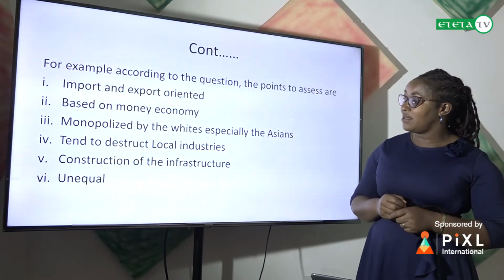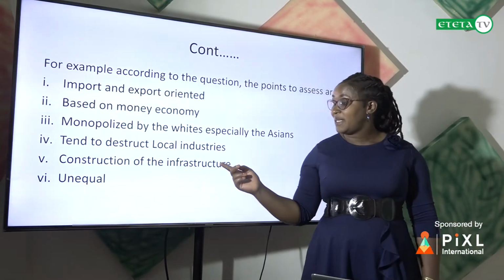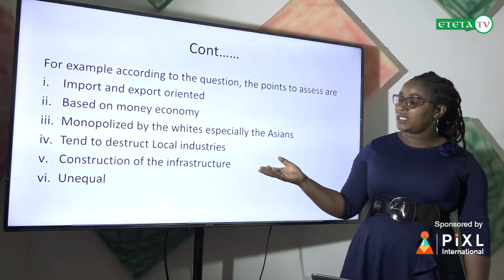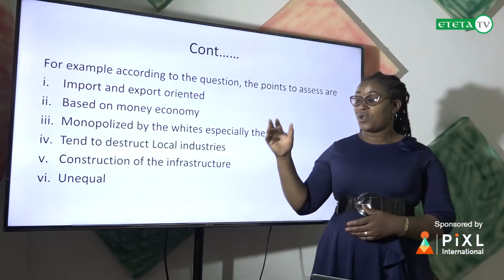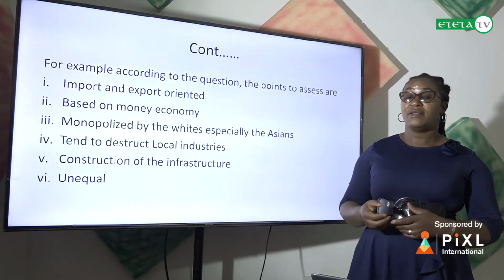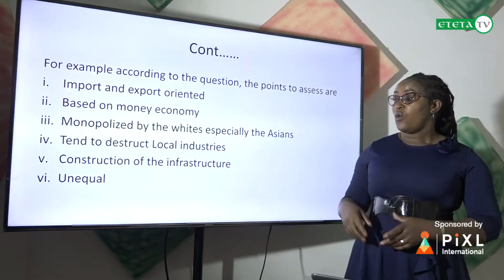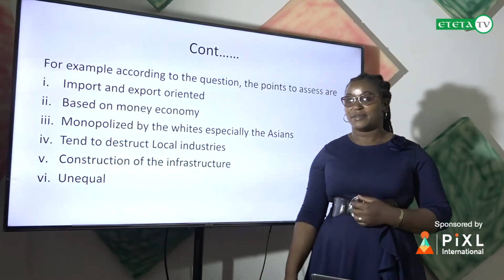Number 6, the trade was unequal. This is because the materials transferred to their mother countries were of high value, while they came up with their manufactured goods and sold them to Africans at a high price but low quality.